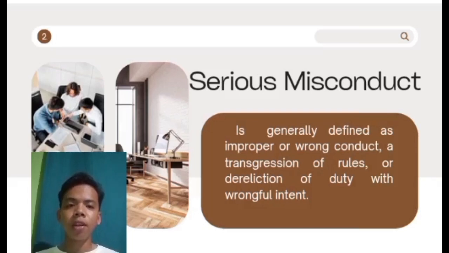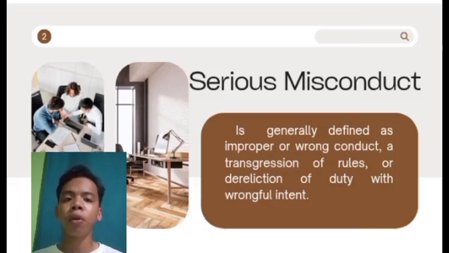Serious misconduct is generally defined as improper or wrong conduct, a transgression of rules, or dereliction of duties with wrongful intent. So serious misconduct goes beyond simple or ordinary misconduct. It must be of a grave and aggravated nature. Repeated minor offenses can be accumulated to constitute serious misconduct. The severity is judged on a case-by-case basis, considering the specific context of the company rules.